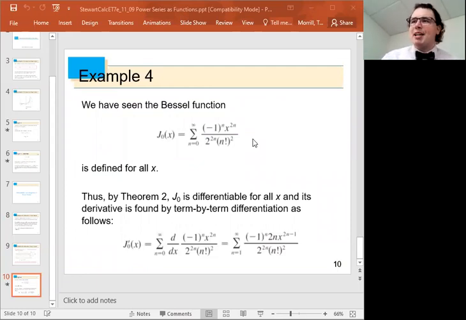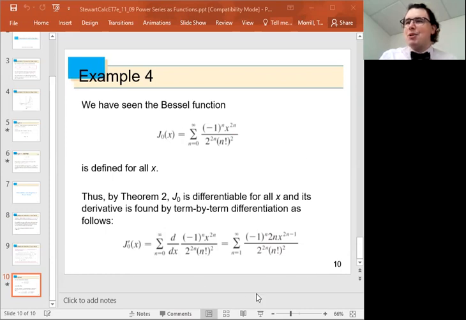Let's see one example. Here's that Bessel function again from the previous lecture. This function is defined for all values of x, so this function should be continuous and should be differentiable, and I should be able to calculate that derivative.